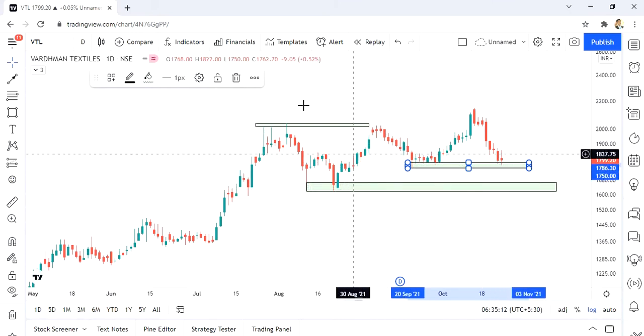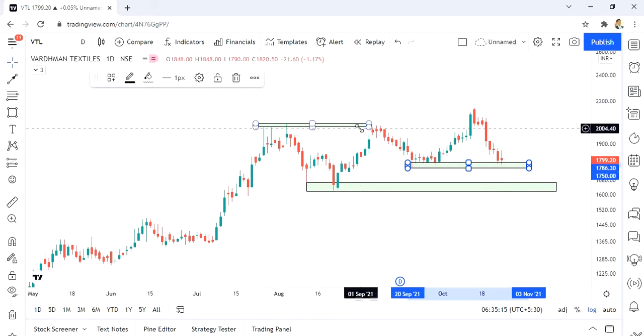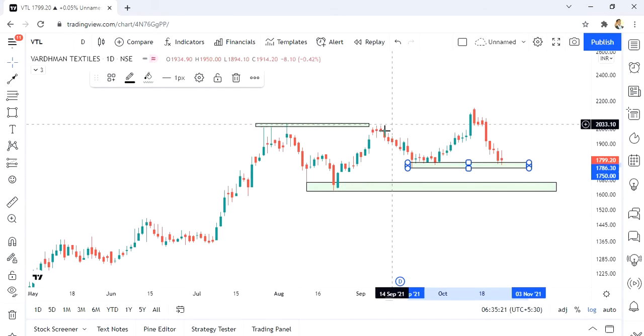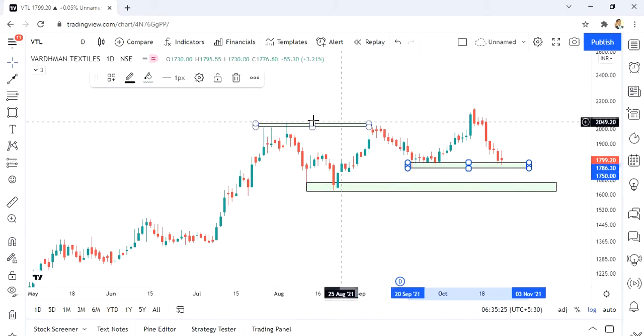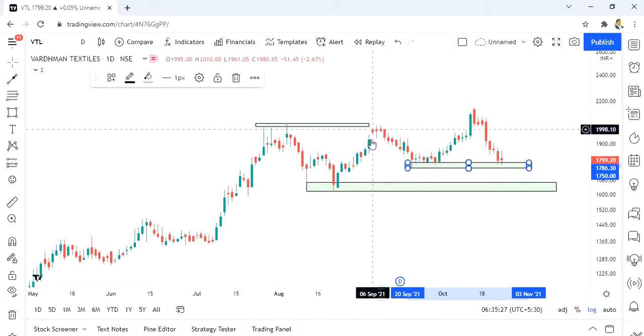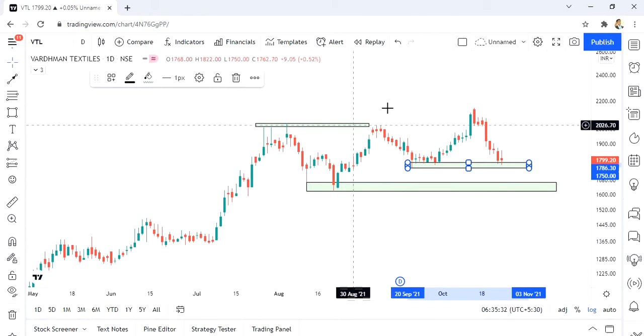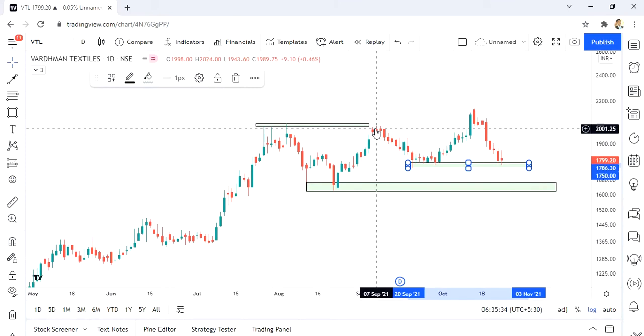But remember, these do not work 100% of the time. That means a resistance could become a resistance all the time, but resistances could also break out. So there are no 100% guarantees in anything in the markets, you have to remember. That's why risk management is very, very important. You need to take a trade and you need to identify and put your stop losses in the market. That is very, very important. Being 100% right is not possible at all. Nobody can do that. Remember that.